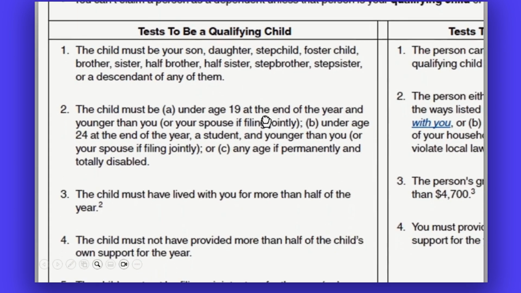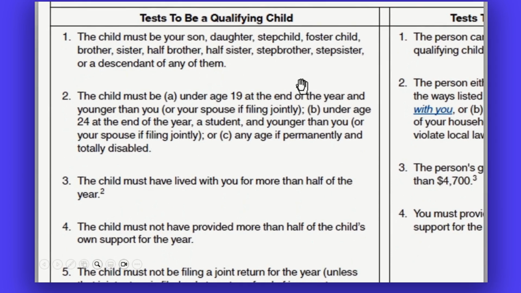So what is a qualifying child? Child must be your son, daughter, stepchild, foster child, brother, sister, half brother, half sister, stepbrother, stepsister, or a descendant of any of them. So they don't have to actually be your child. Could be your brother or your sister or a descendant of any of them. So that's the first part for being a qualifying child.